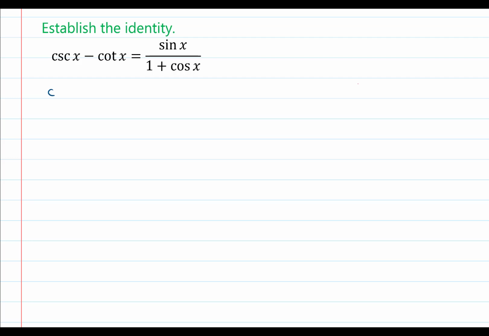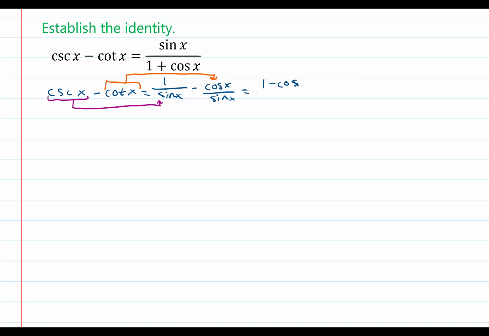So let's rewrite this as cosecant of x minus cotangent of angle x. What we know is that cosecant of angle x is equal to 1 over sine of angle x based on the reciprocal identity. We also know that cotangent of angle x is equal to cosine of angle x over sine of angle x based on the quotient identity. We now have two fractions with a common denominator, which we will rewrite as one single fraction, which is 1 minus cosine of angle x over sine of angle x.